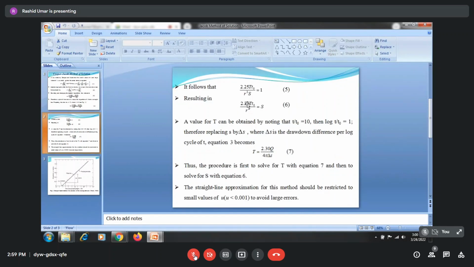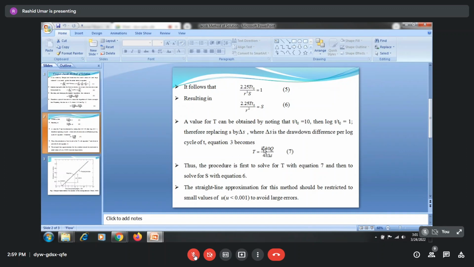So what are the parameters we need to know to calculate the storage coefficient by Jacob's method? You need to know the transmissivity, the time intercept at zero drawdown, and r, the distance between the observation well and the pumping well. Therefore, we don't go straight for storage coefficient evaluation, but we first evaluate transmissivity by using this formula.